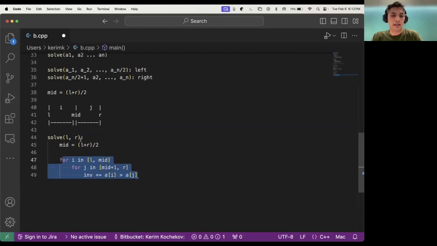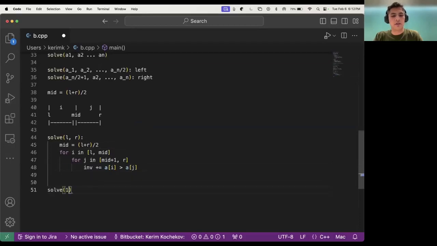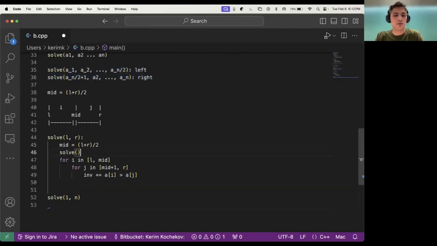In the worst case, let's say we call the solve function for 1 and n. The first loop would take n divided by 2 operations, while the second loop will also take n divided by 2 operations. Even though it's n squared divided by 4, we get rid of constants and just have quadratic time complexity. So after calling the left solve and right solve, we should do solve for the left part first, then solve for the right part.